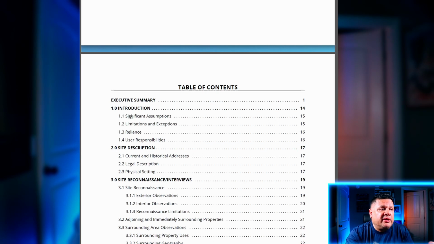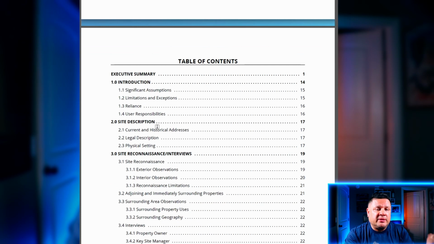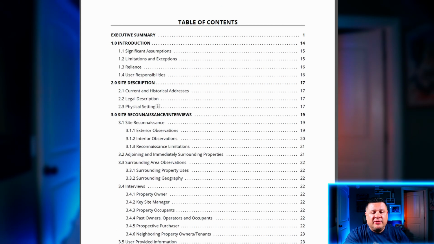And so, one is you're going to get the executive summary. This is the property we looked at, and here are some assumptions that we made. Here are some limitations about what we could or couldn't do. We're relying on certain people, like we talked about those interviews, for example, they're talking to the tenants, that kind of thing. They're doing visual inspections, reconnaissance, and then understanding what the user, which is normally the bank and the owner, what their responsibilities are when they're using this report.